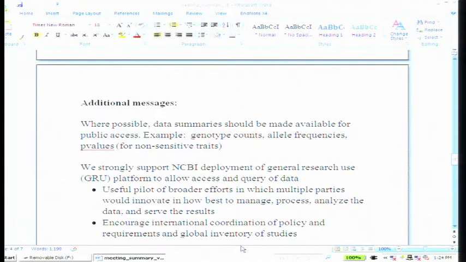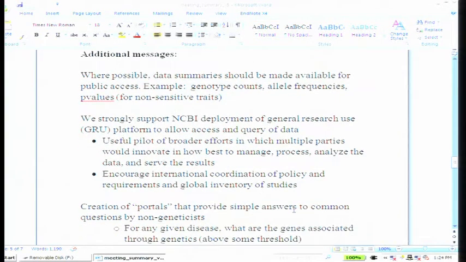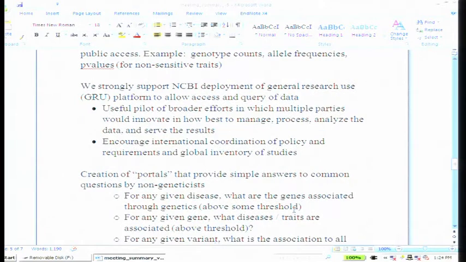One way to think about this is in the context of the kind of thing that you might fully expect to be in a journal article, and why should that not then be available more generally? We strongly support NCBI's deployment of a general use platform to allow access and query of data.